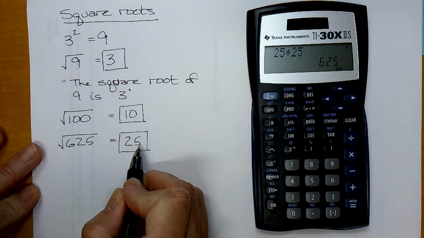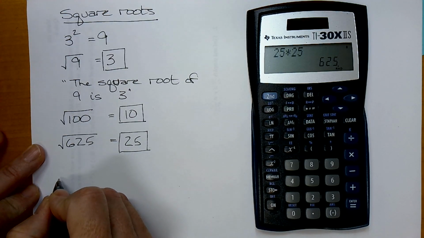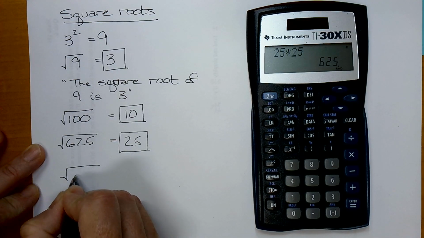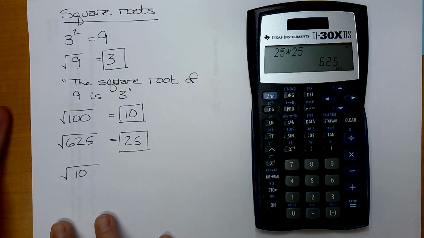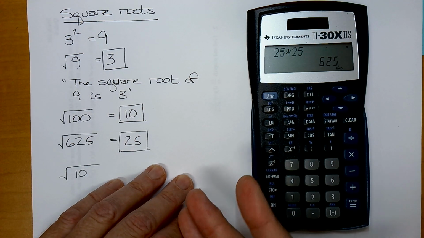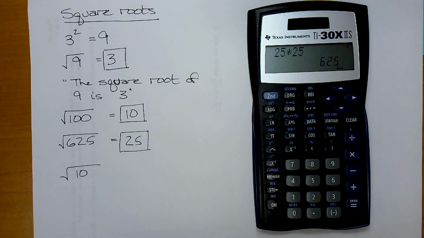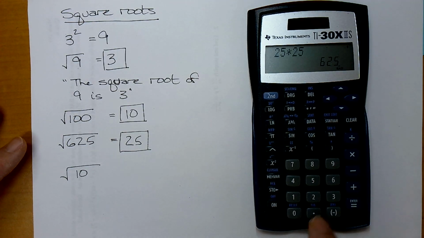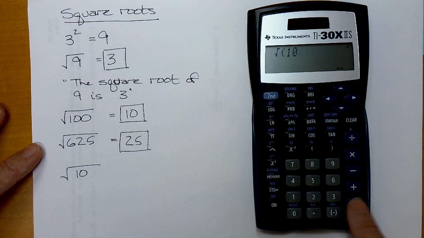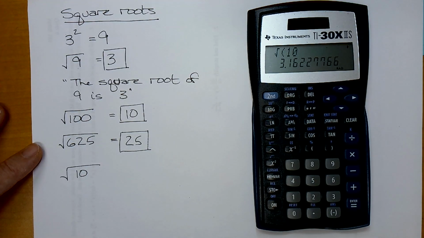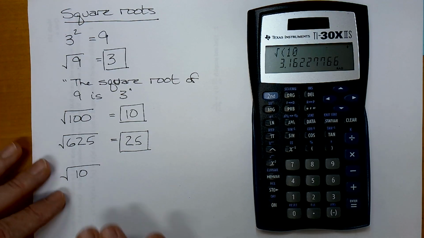Not all numbers have a nice whole number square root. If I want to do, say, the square root of 10, I know 3 times 3 is 9. I know 4 times 4 is 16. Whatever is the square root of 10, that's not a whole number. Let's find out. I'm going to do the square root of 10, enter. Not a whole number. We knew it wasn't going to be a whole number. The square root of 10 is actually irrational.